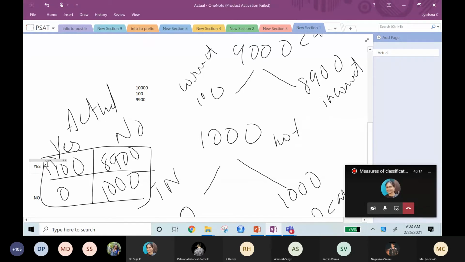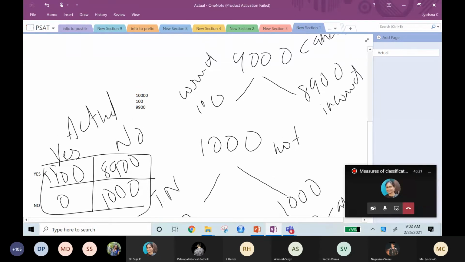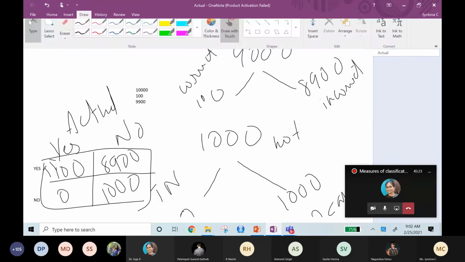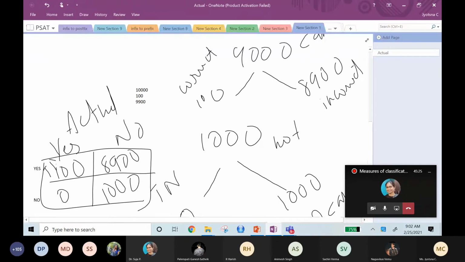Predicted as yes, and actually they don't have any disease. So this is false positive, and this is false negative. Okay. So now quickly tell me the accuracy, recall, precision, F1 score. Quickly calculate.